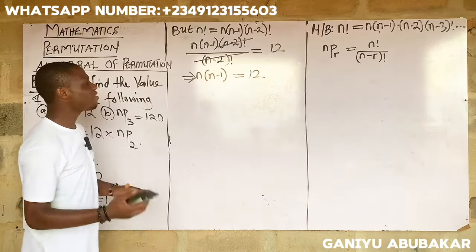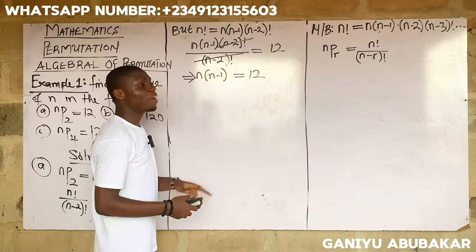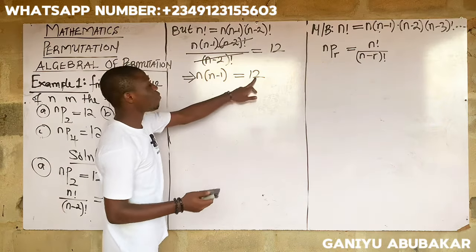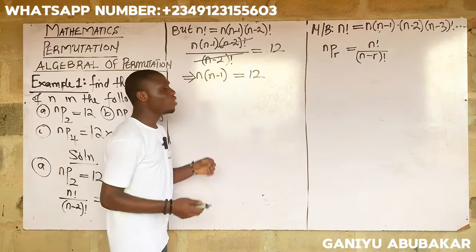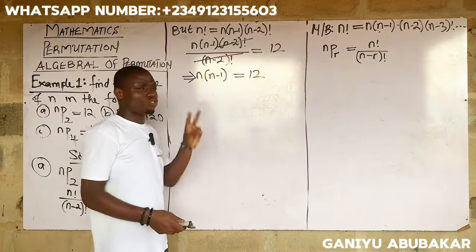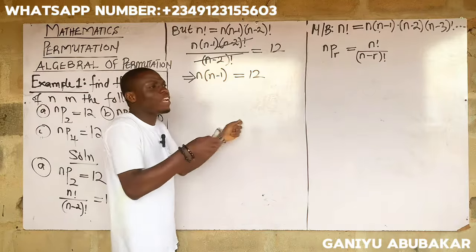So at this point, observe that I'm having 2 n's, n and n minus 1. What does it mean? It means that I'll be having 2 values of n. That's the meaning. How do you get the 2 values? This is 12 here. Listen up. Since my n is 2 here, it means that I'll look for 2 numbers that if I multiply together, will give me 12, and their difference should be 1.